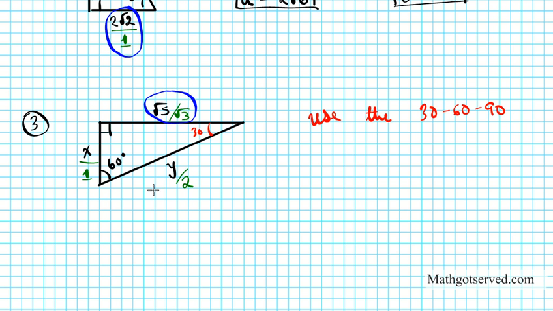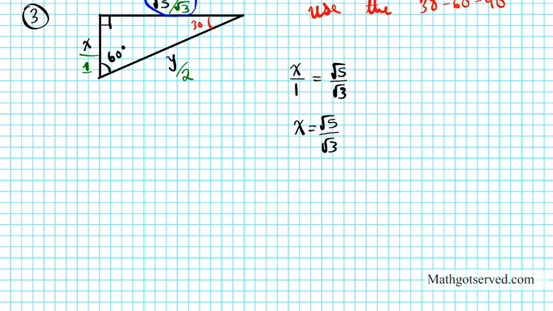To find x, we're going to set up the ratio x over 1 equals root 5 over root 3. X over 1 is just x, which equals root 5 over root 3. You do not want a square root in the denominator, so we have to rationalize the denominator. Multiply by root 3 top and bottom, and that yields x equals root 15 over 3, because root 3 times root 3 is root 9, which equals 3. Now there goes the value of your x.